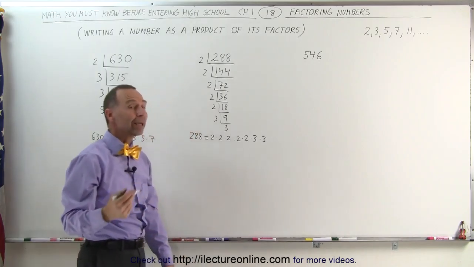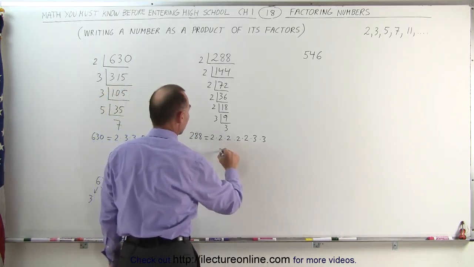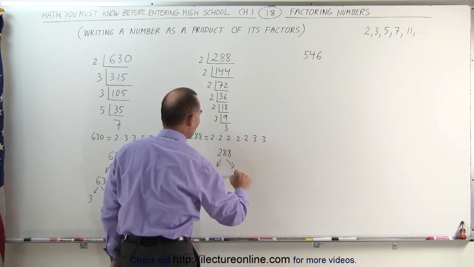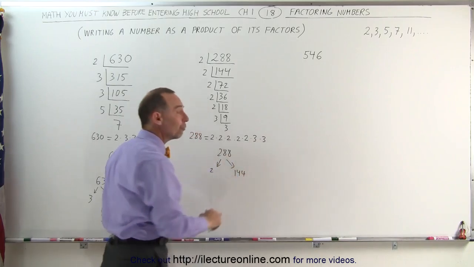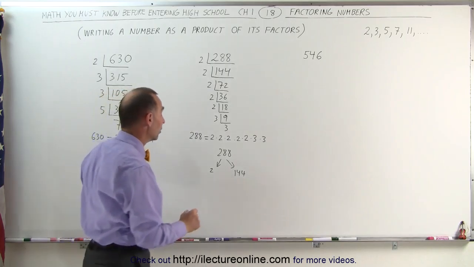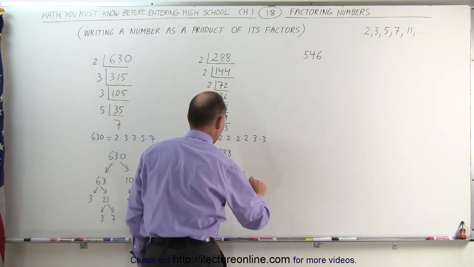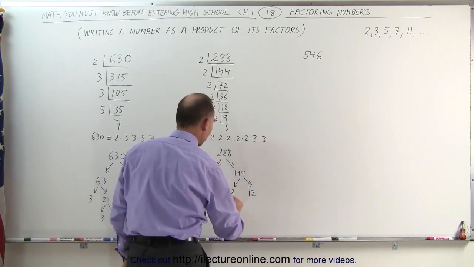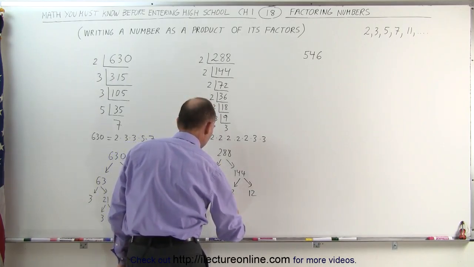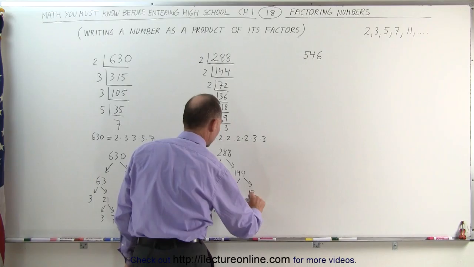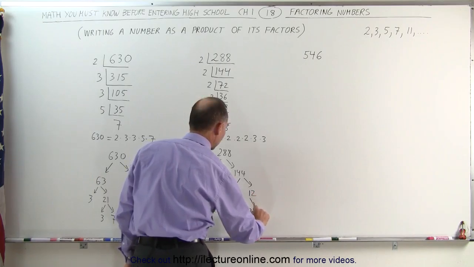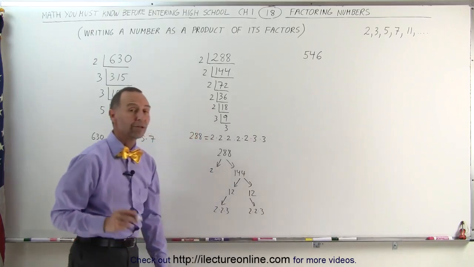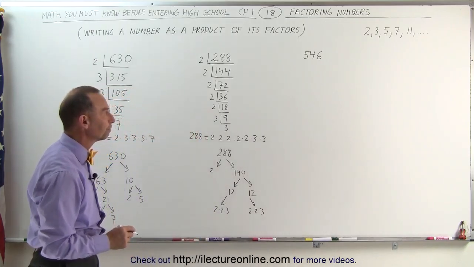Or you could recognize that 288 can be written as 2 times 144, and 144 is really 12 squared, which means that this number can be written as 2 times 12 times 12, and 12 can be written as 2 times 2 times 3. And this one also can be written as 2 times 2 times 3, which means we very quickly could come up with the factors of 288.